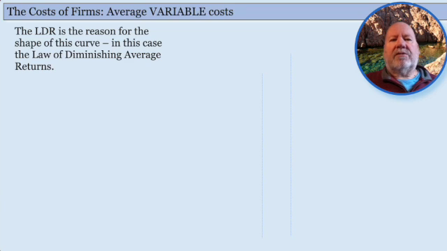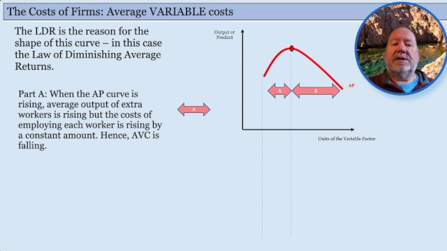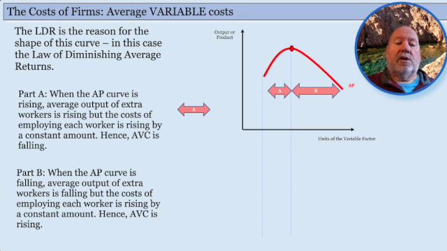So this is where we get to the crux of why I had to build up all that stuff about the product. The law of diminishing returns is the reason for the shape of the variable cost curve in the short run. When the average product curve is rising, average output of the workers is rising, cost is the same, and that's going to mean that the variable cost is falling. So we'll see it here. As the average product is rising, we'll find that the average variable cost should be falling. When the average product starts to fall, we will find that the average variable starts to rise.